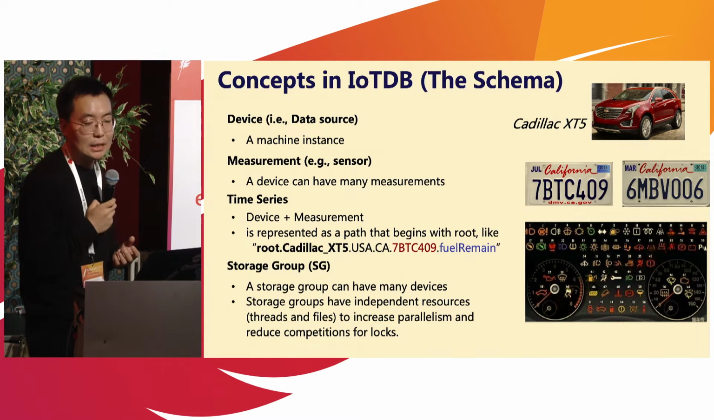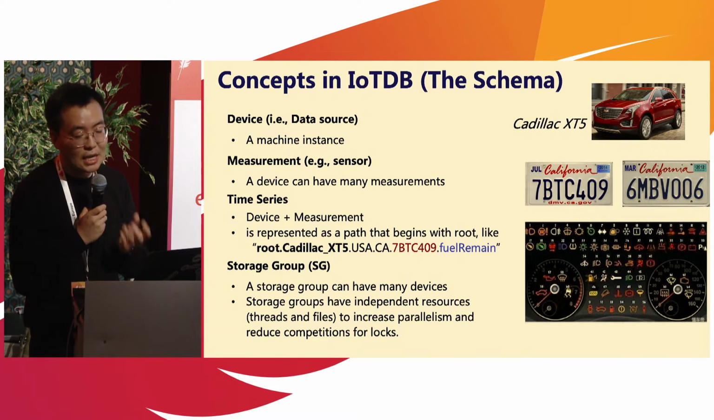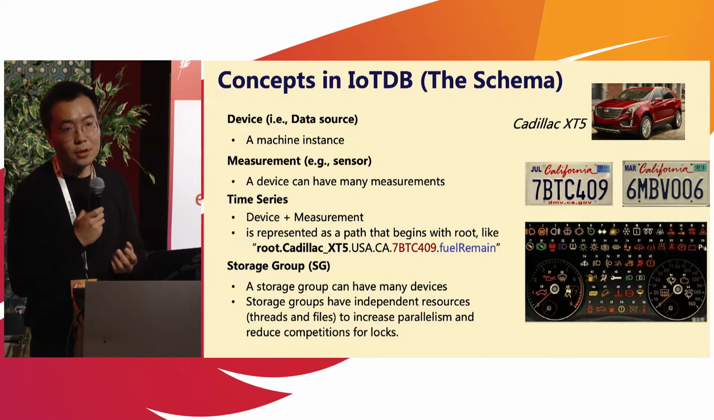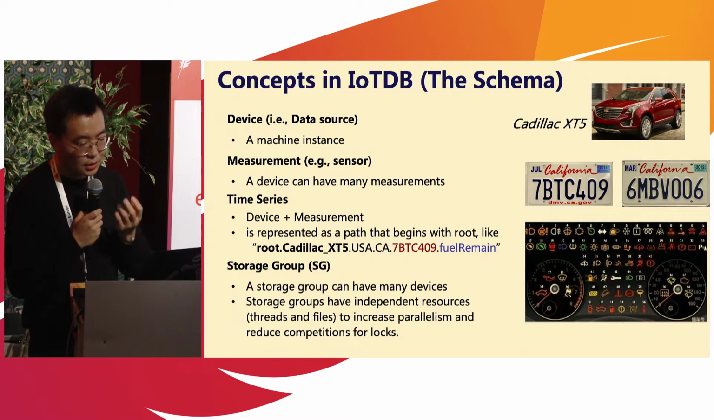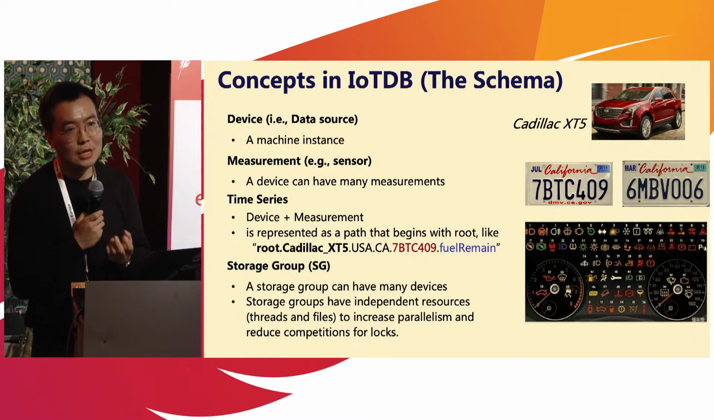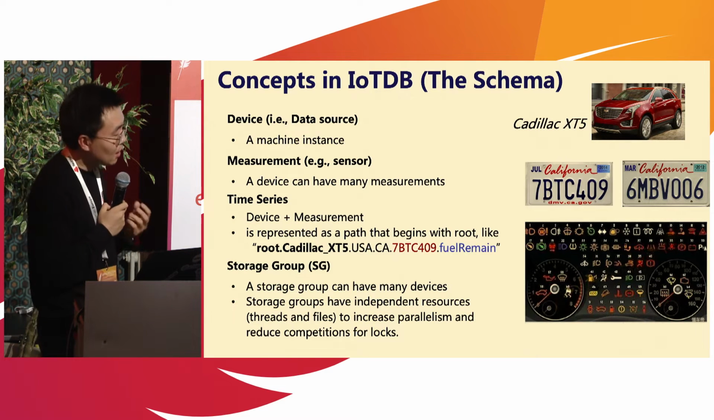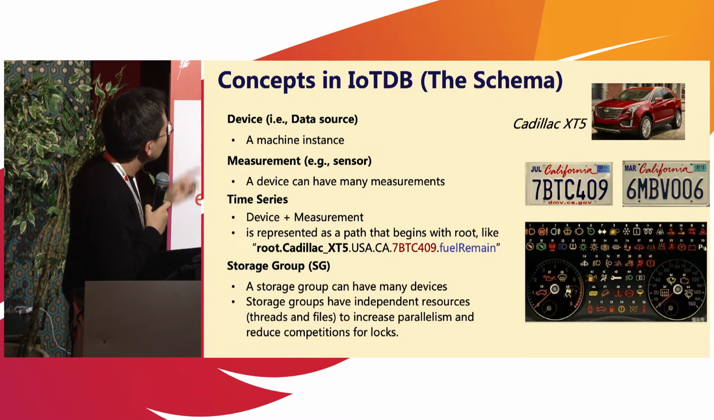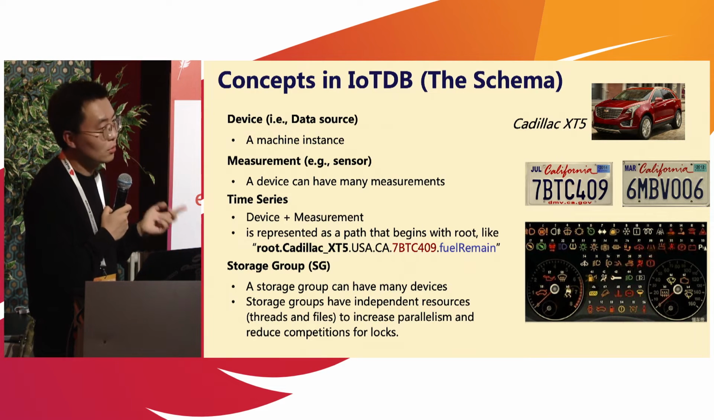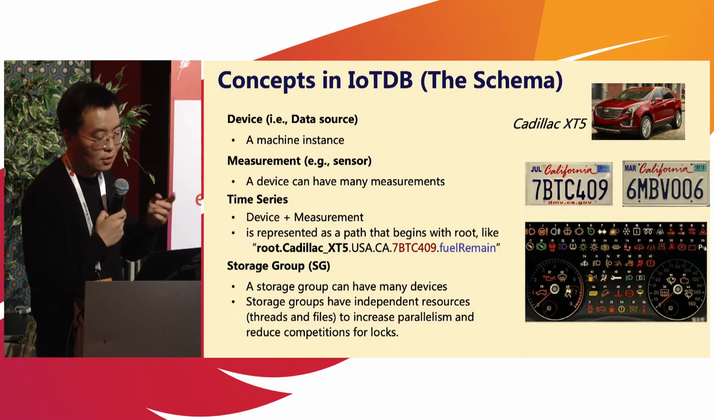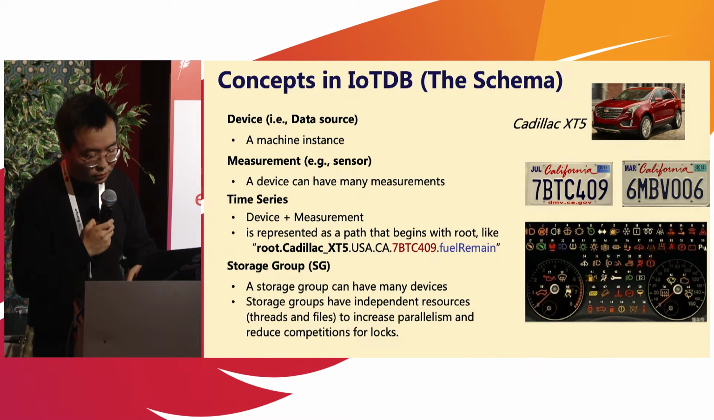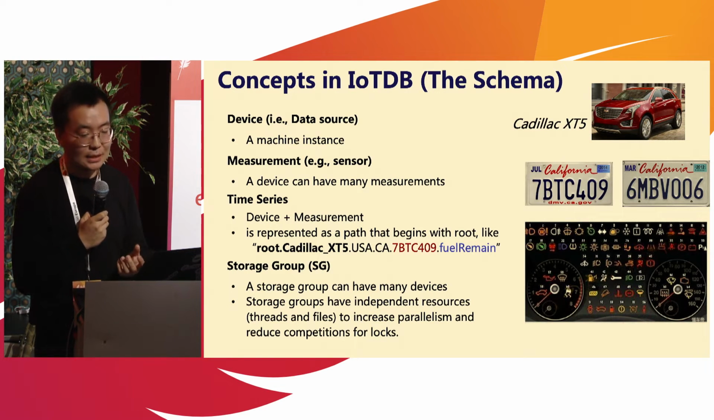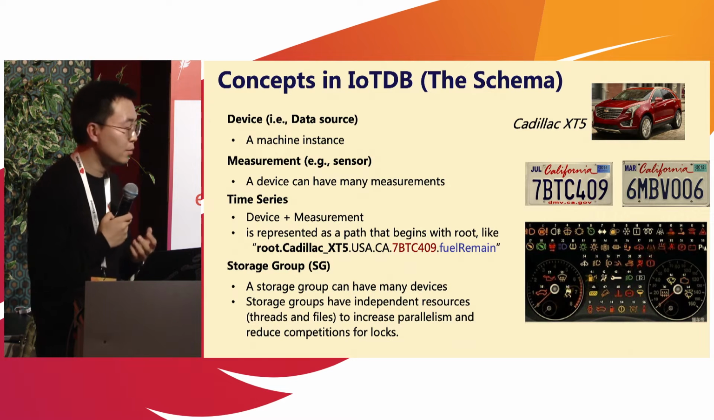Given a device and a measurement, we call its data a time series. Therefore, the device and the measurement name form the time series ID. And we use a path concatenated by dots to represent it. For example, root.catalog.active.us.ca.